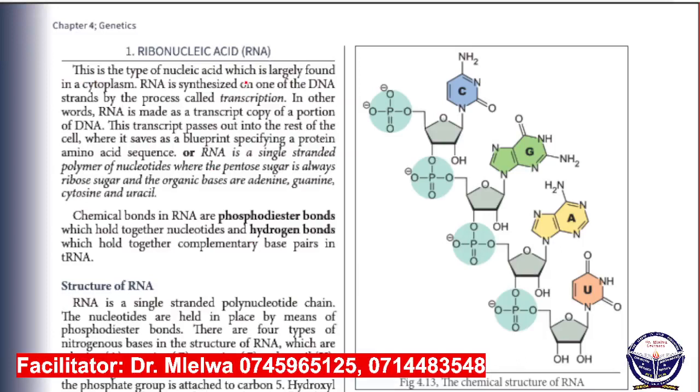This is the type of nucleic acid which is largely found in the cytoplasm. Kwa ribonucleic acid inapatikana sana sana kwenye cytoplasm. Remember tumesema is largely found in a cytoplasm. Hatujasema is found in the cytoplasm. Sometimes you can find RNA in the nucleus. In what conditions? Tutasoma hapa na tutaona in what conditions unaweza kuikuta RNA kwenye nucleus.